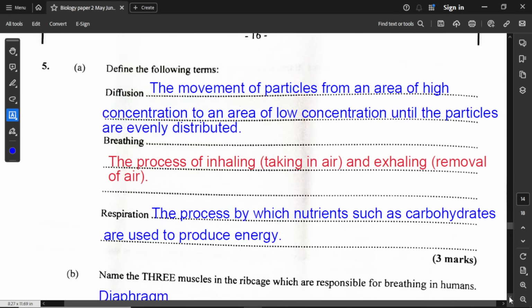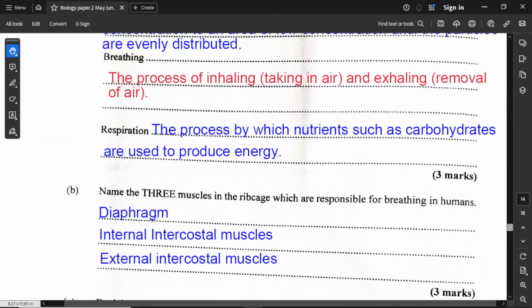Breathing is the next term that they want us to define, and breathing is the process of inhalation, so inhaling, which is taking air in, and exhaling, which is the removal of air. The final word on this question to define is respiration. Respiration is the process by which nutrients such as carbohydrates, particularly glucose, are used to produce energy. So it's really the production of energy from food. But I just want to mention that the food we're talking about is actually glucose. Carbohydrate is the primary source of energy.